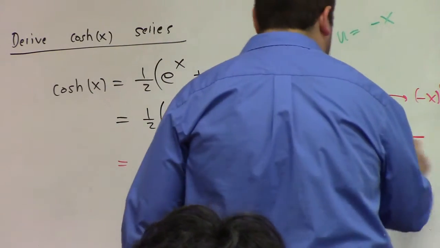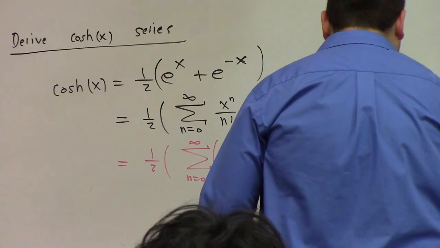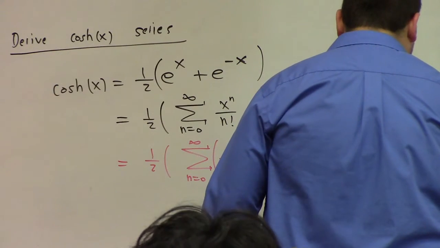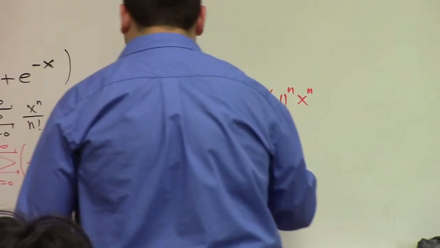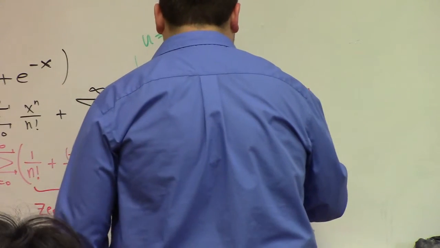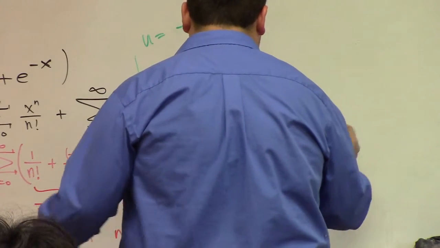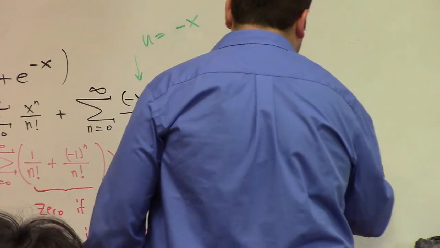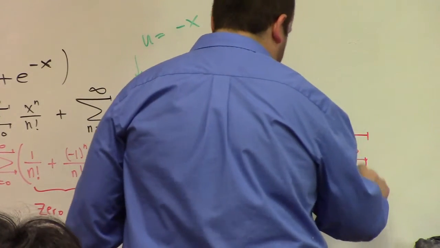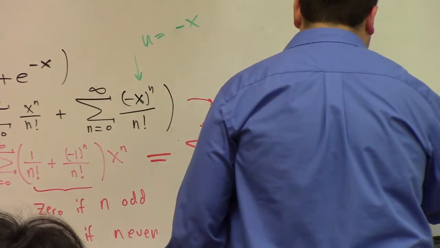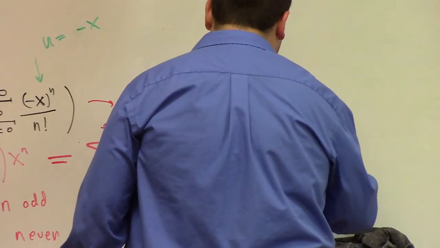So I can replace this by the sum n equals 2j, 0 to infinity, x to the n over n factorial. Or writing it in a less weird way, that's the sum j equals 0 to infinity, x to the 2j over 2j factorial.